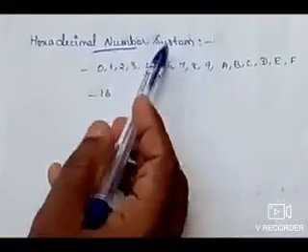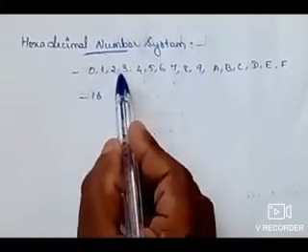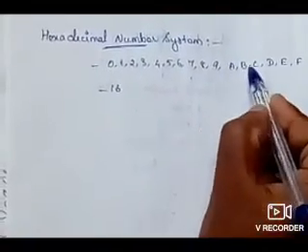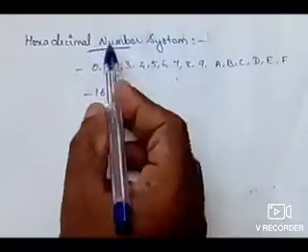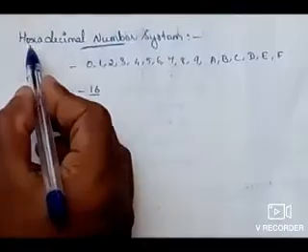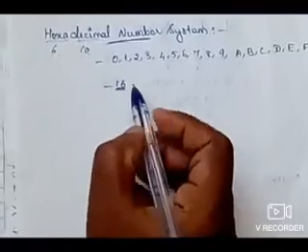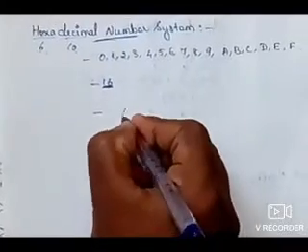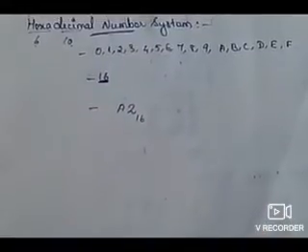Next one is the hexadecimal number system. It consists of the numbers 0, 1, 2, 3, 4, 5, 6, 7, 8, 9, then A, B, C, D, E and F. This hexadecimal number system has the base value 16. 16 means hexa is 6, decimal is 10, total 16. That's why it has the base value 16. An example of this hexadecimal number is A2 base 16. This is the hexadecimal number example.